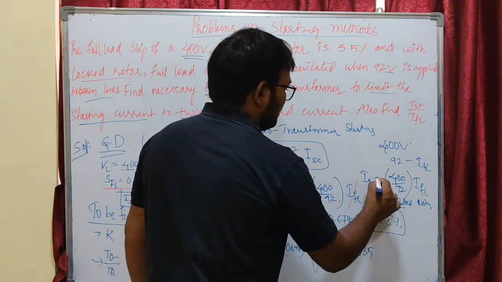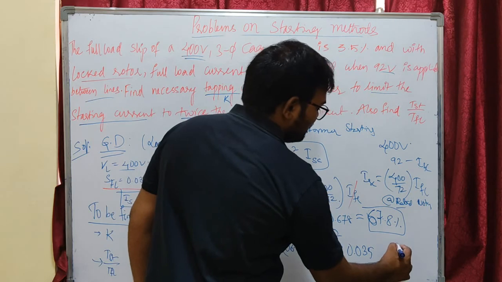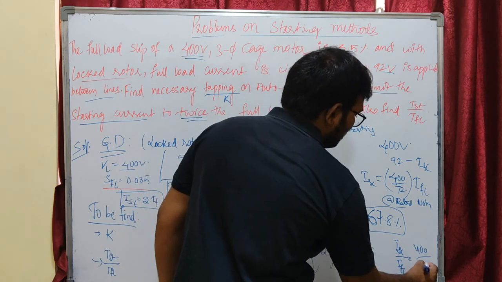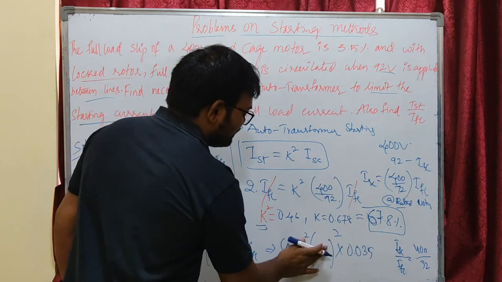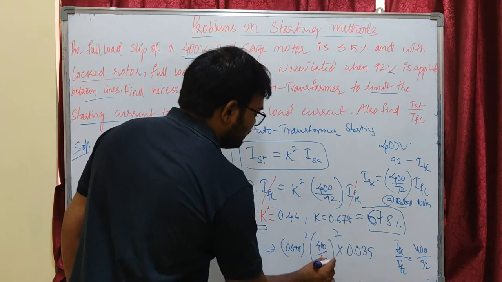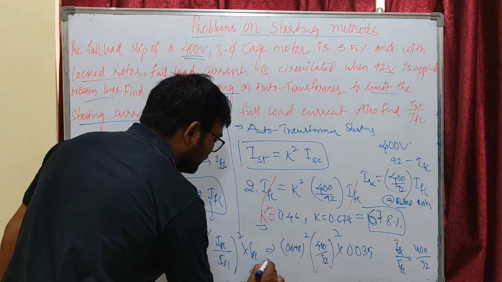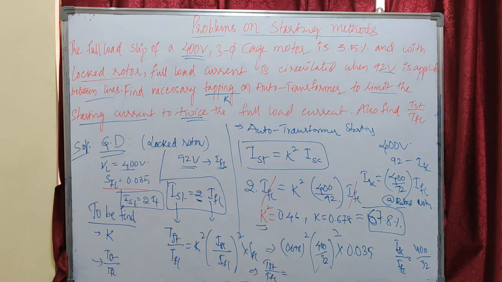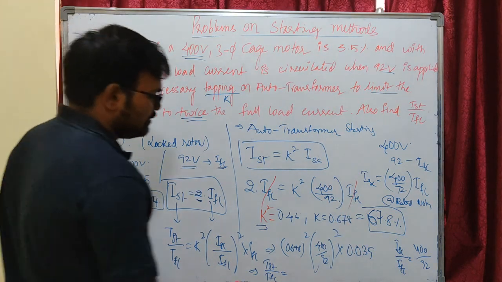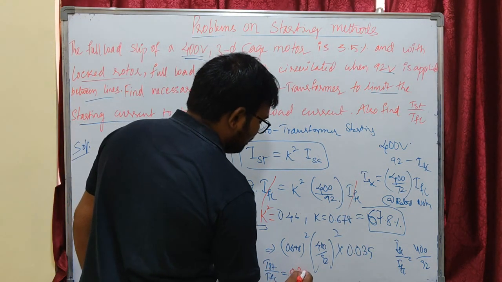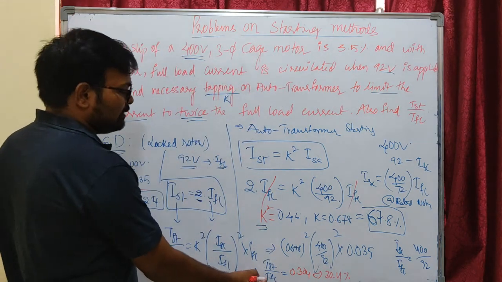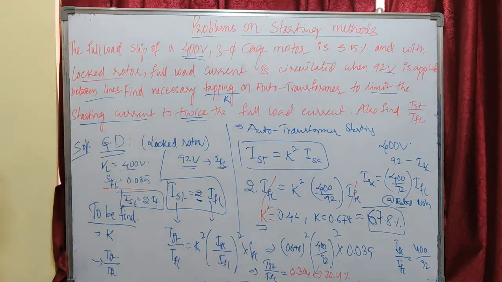ISC by IFL ratio is 400 by 92. The ratio between ISC and IFL is 400 by 92 here. So the value of TST by TFL will become 0.304. That means 30.4% of full load. The starting torque is 30.4% of full load torque. So this is based on auto transformer. Okay.